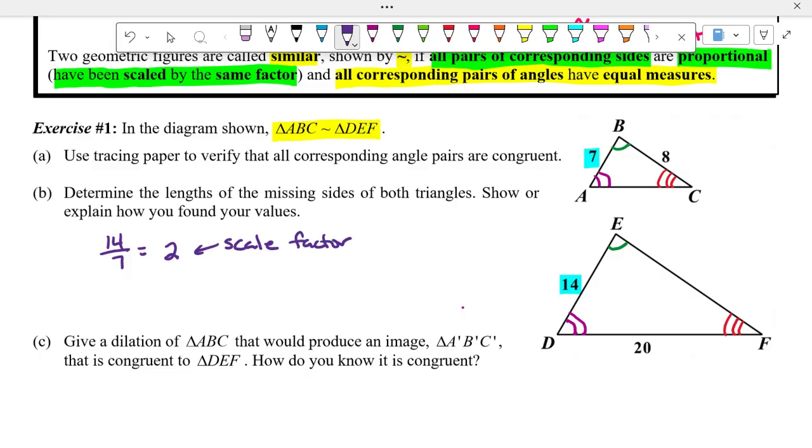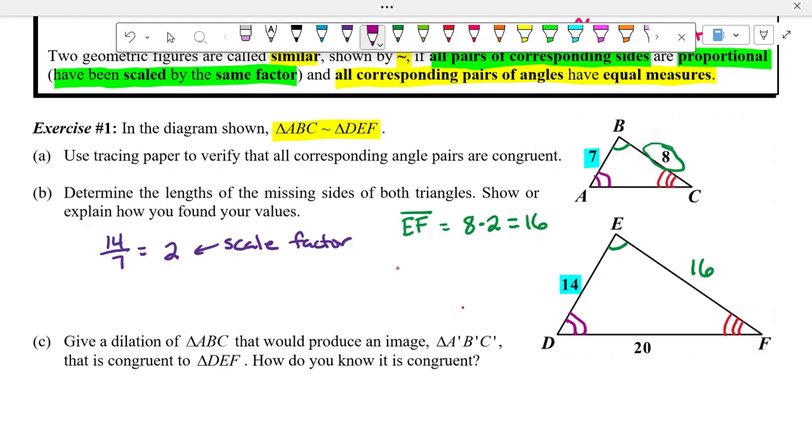So the two sides I need to find are EF and AC. So how would I find EF? Right. EF, BC is its corresponding side, which is 8. So all I got to do is, because that's the smaller one, we're going to the bigger one, I just multiply 8 times 2. So that's 16. So EF is 16.